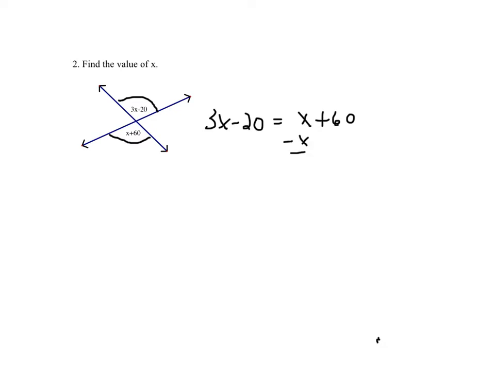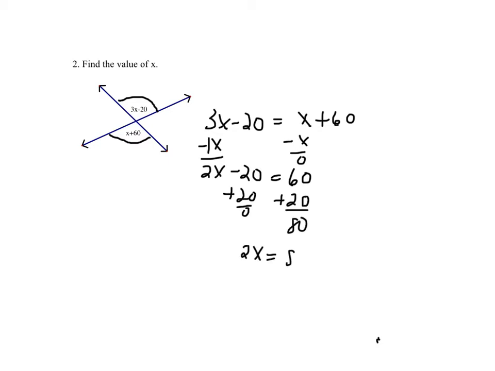So I'm going to take and subtract x from both sides. 3x minus that 1x leaves us with 2x minus 20 on the left-hand side of our equation, and that's equal to 60. Take and add 20 to both sides, so I'll have a total of 80 on this side. So we have 2x is equal to 80, divide by 2, and we end up with x is equal to 40.